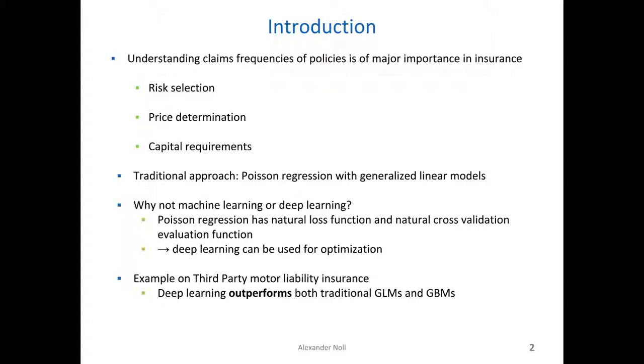It's one of the key aspects that any insurance company has to do, and they have to understand this very well. It's a major part of the business. The reason being that the price of an insurance policy is usually determined by the expected loss that a policy makes. And the expected loss consists of two components, namely how often a claim occurs, which is the claim's frequency, and how expensive a given claim is, which is the claim severity.